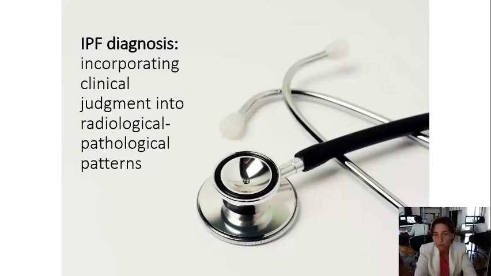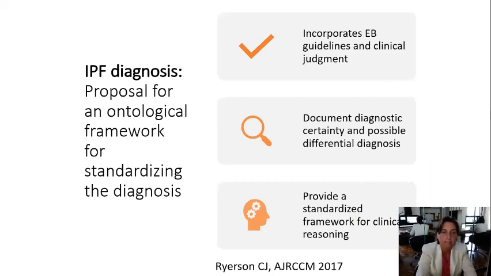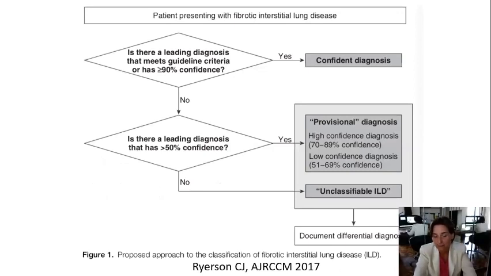Basically, what we do in our clinical practice when we use pathology is that we integrate our clinical and radiological judgment with the pathological data, trying to make a diagnosis that, of course, incorporates any currently available guidelines that state the certainty, the likelihood of the diagnosis that we are making, and we try to provide a standardized framework for clinical reasoning with the diagnostic documents that have been published in the last years.